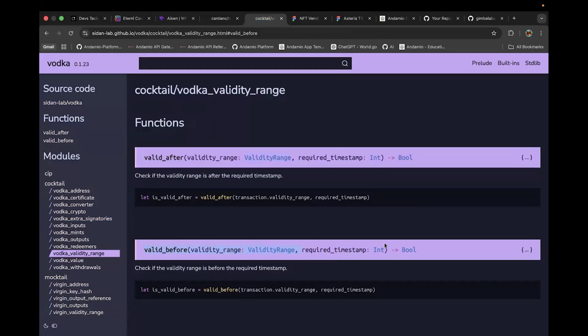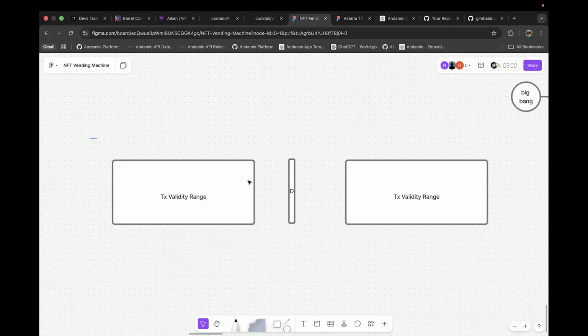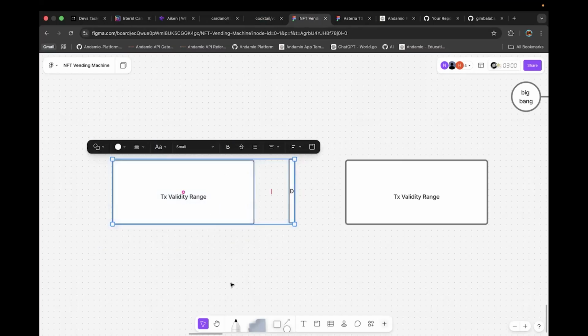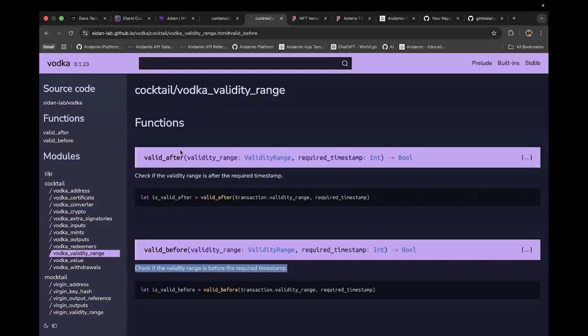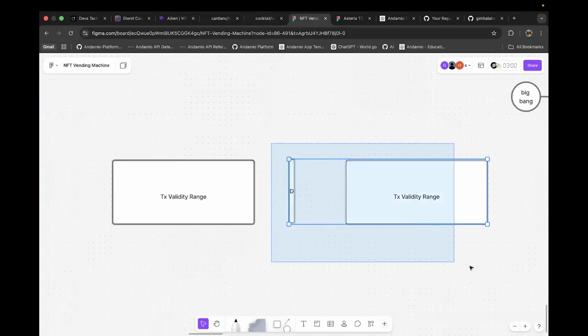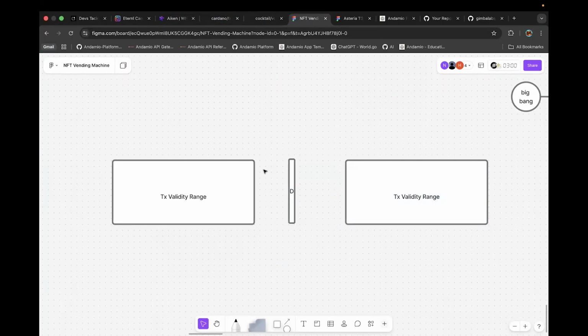Is this required timestamp before... is the validity range before the timestamp? Yes, exactly, is the validity range before the timestamp. That means we are basically checking this. If this turns out to be true, then the validity range is before the timestamp. But if this turns out to be true, that means the validity range is after the timestamp. That is how we know whether the deadline has passed or not, or on which side of the deadline we are on.